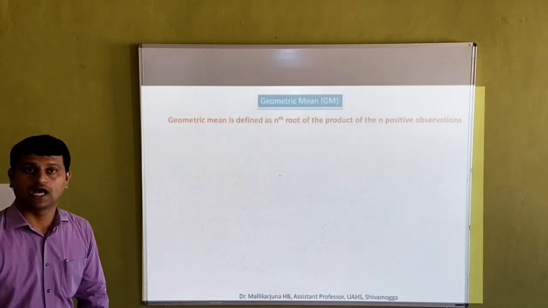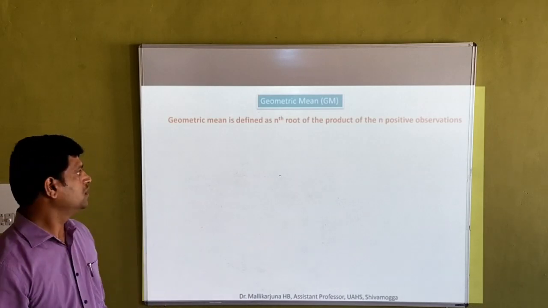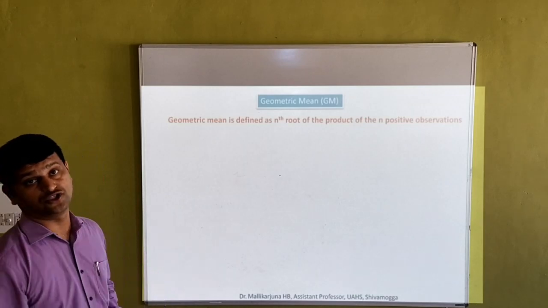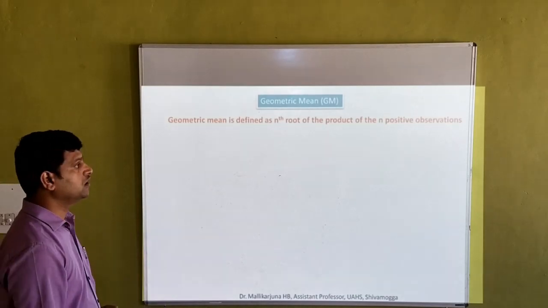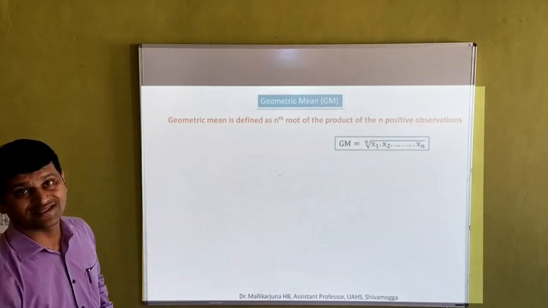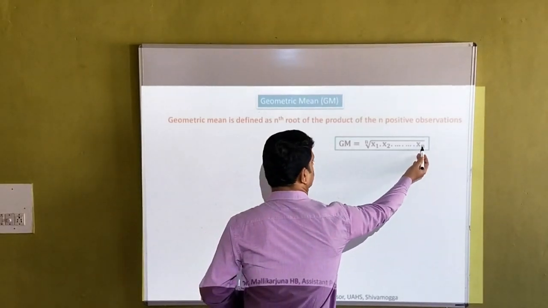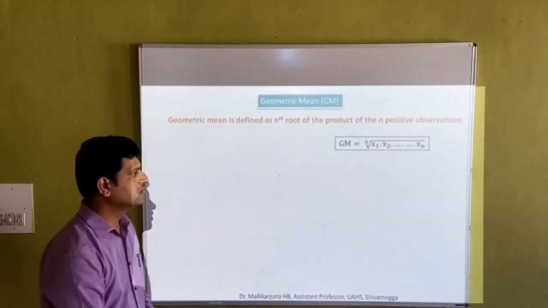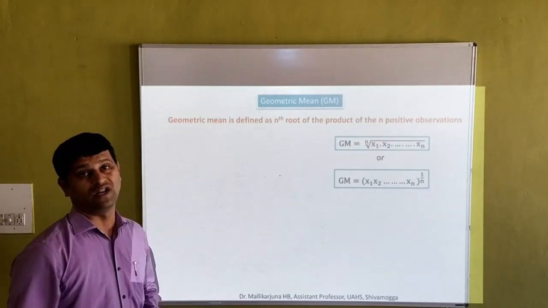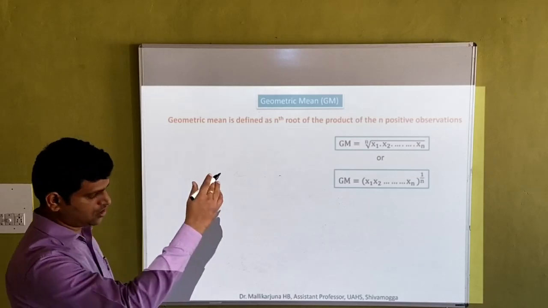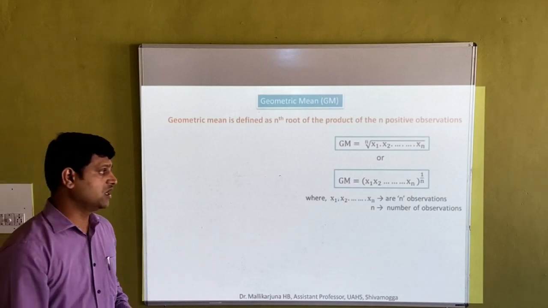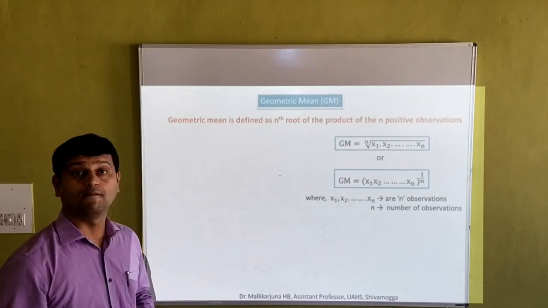Come to the second average, geometric mean, GM. Geometric mean is defined as the nth root of the product of n positive observations. Simply, geometric mean is equal to the nth root of x1 times x2 up to xn, the product of all these observations and the nth root. I can also write it as (x1 x2 up to xn) whole to the power of 1 by n. Here x1, x2, xn are the observations and n is the number of observations.